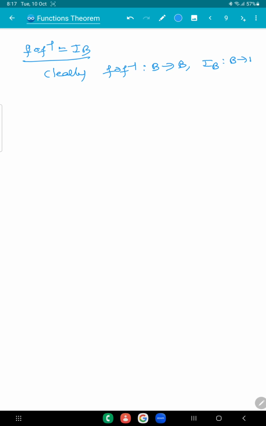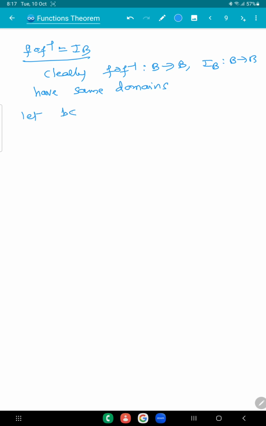Now the second part is F circle F inverse is equal to identity function on B. Same thing, they have the same domains. Clearly, F circle F inverse is from B to B, and identity function on B is from B to B, so they have the same domains. Now we need to show that their images are equal.